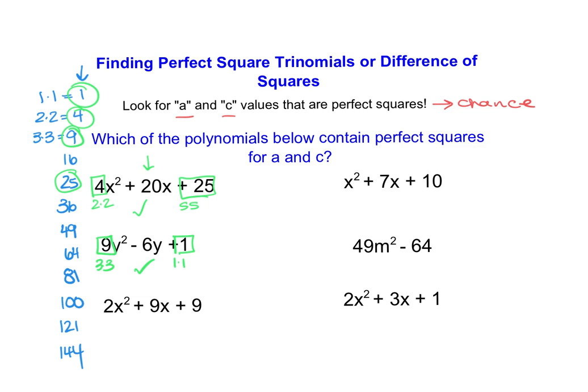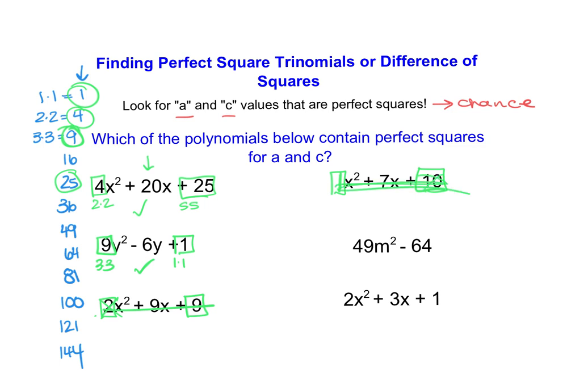If I look down below at the next one, I see 2 and 9, and while 9 is a perfect square, 2 is not, and that automatically rules this one out. There's not a chance that it's a perfect square trinomial or a difference of squares. If we then look over here we have a 1, which is a perfect square, but 10 is not. So again, this one gets ruled out.